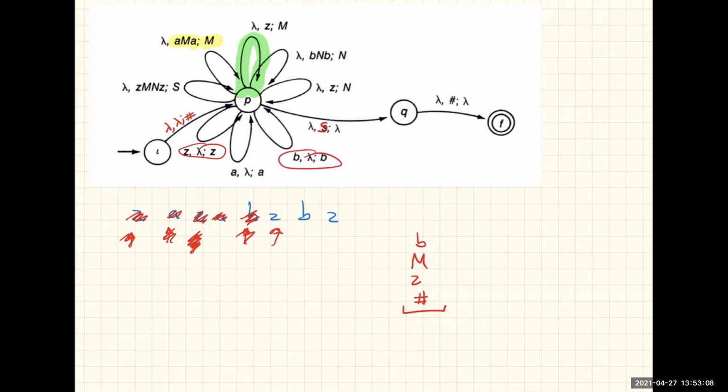we consume the Z, and again, we know that it will be good for us to change this Z into an N. So we will follow this arc. By doing so, we delete this Z and change it for an N. We continue consuming symbols.